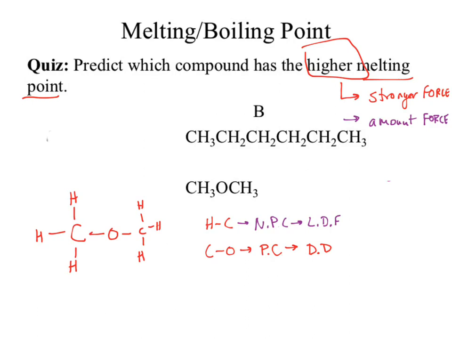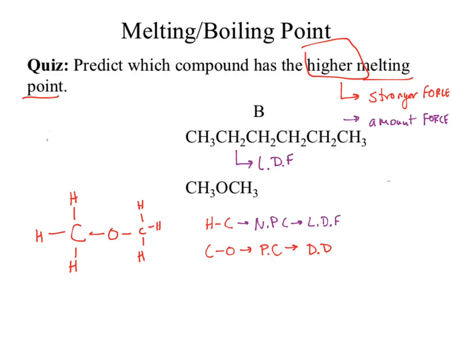How do I know I have hydrogen bonding? I must have a hydrogen bound to nitrogen, oxygen, or fluorine. Do I have a hydrogen bound to oxygen, nitrogen, or fluorine in the CO bond? No, which means it's not hydrogen bonding, it's dipole-dipole. What did we say our force was for the top one? That was all London dispersion.